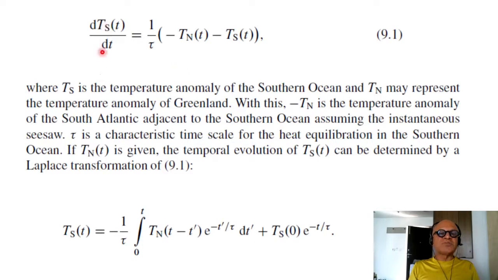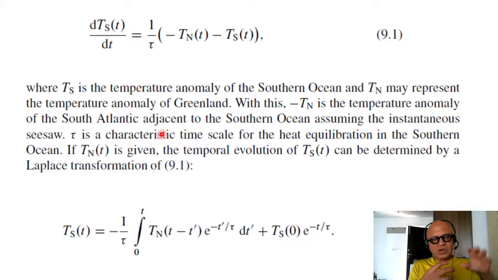So the simple model equation is written for the Southern Ocean temperature, dTs/dt, varying with time with a relaxation time scale, proportional to minus Tn(t) minus Ts(t), so you know that there is a kind of exponential dependence there. Here Ts is the temperature anomaly in the Southern Ocean, and Tn may represent the temperature anomaly of Greenland. And then minus Tn is the temperature anomaly of the South Atlantic adjacent to the Southern Ocean.